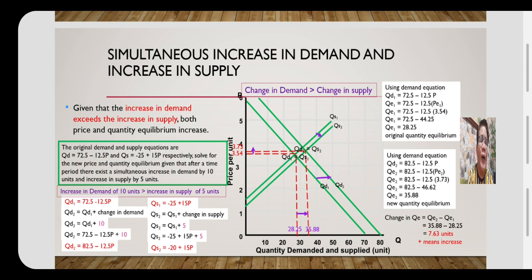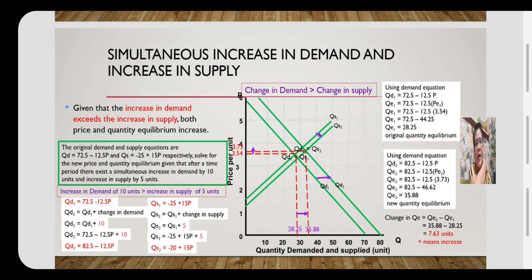The original value was 28.25 and the new value is now 35.88. So there is now an increase in quantity equilibrium from 28.25 to 35.88, and the amount of increase in quantity equilibrium is 7.64 units.